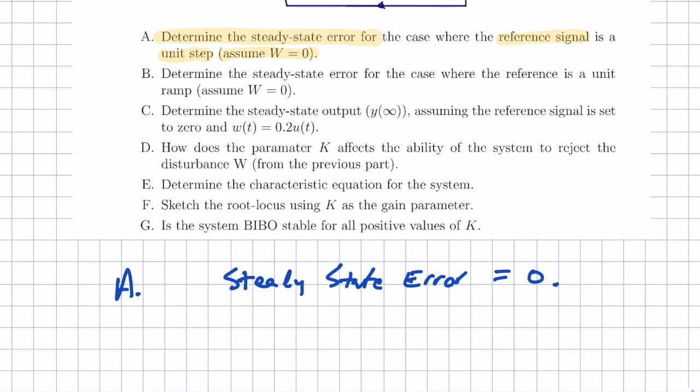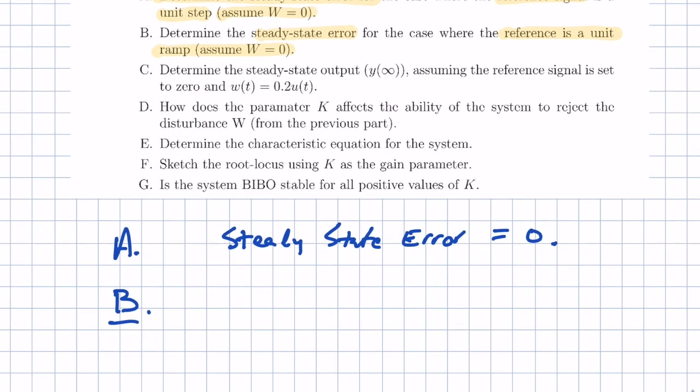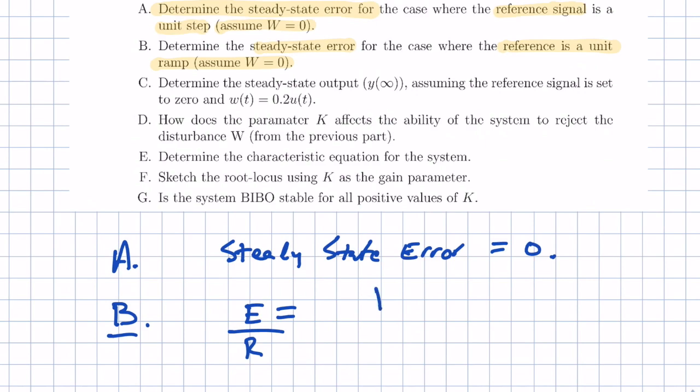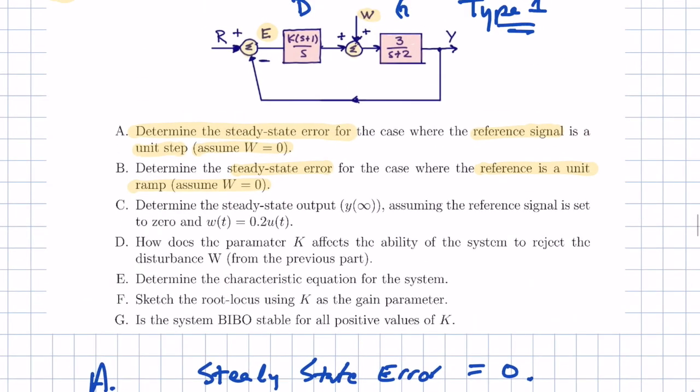All right, but for part B we have a little more work to do, because in part B we're looking at the steady state error for the case where the reference is a unit ramp. Okay, so a type 1 system has a finite non-zero error for a unit ramp input. All right, so the way we tackle that is we know the form of the error transfer function. Okay, so I'm going to call this E over R. That's the error transfer function, and the form of that is 1 over 1 plus, in this case, D times G.